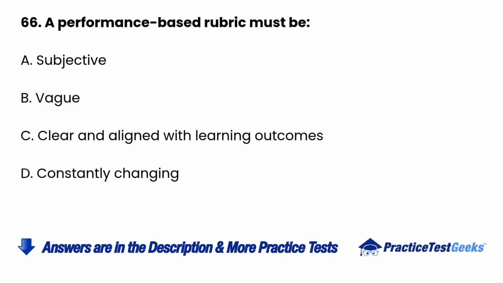66. A performance-based rubric must be A. Subjective. B. Vague. C. Clear and aligned with learning outcomes. D. Constantly changing.